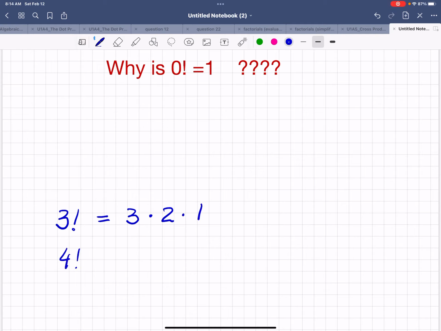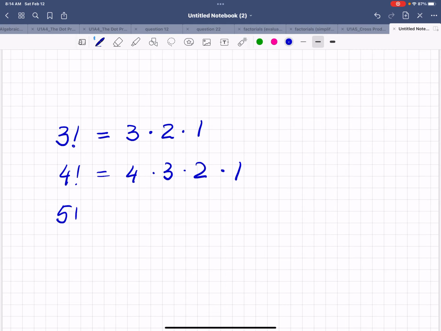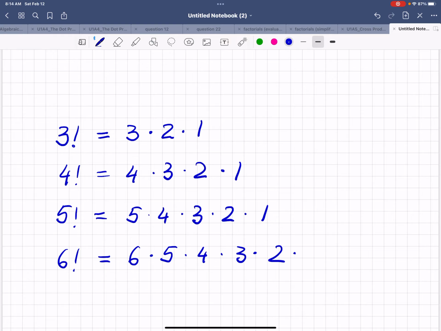4 factorial is 4 times 3 times 2 times 1. 5 factorial is 5 times 4 times 3 times 2 times 1. 6 factorial, and I promise to stop here, is 6 times 5 times 4 times 3 times 2 times 1.